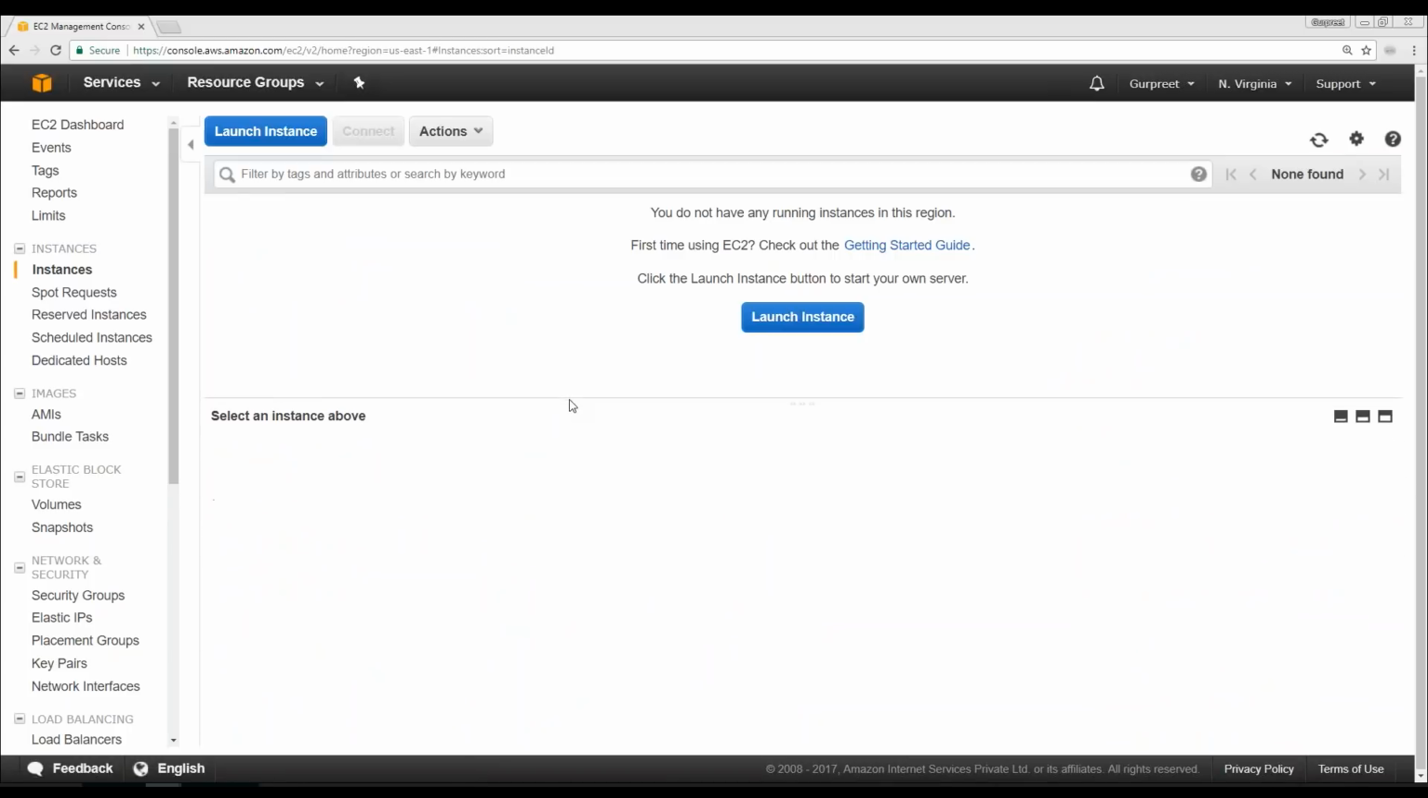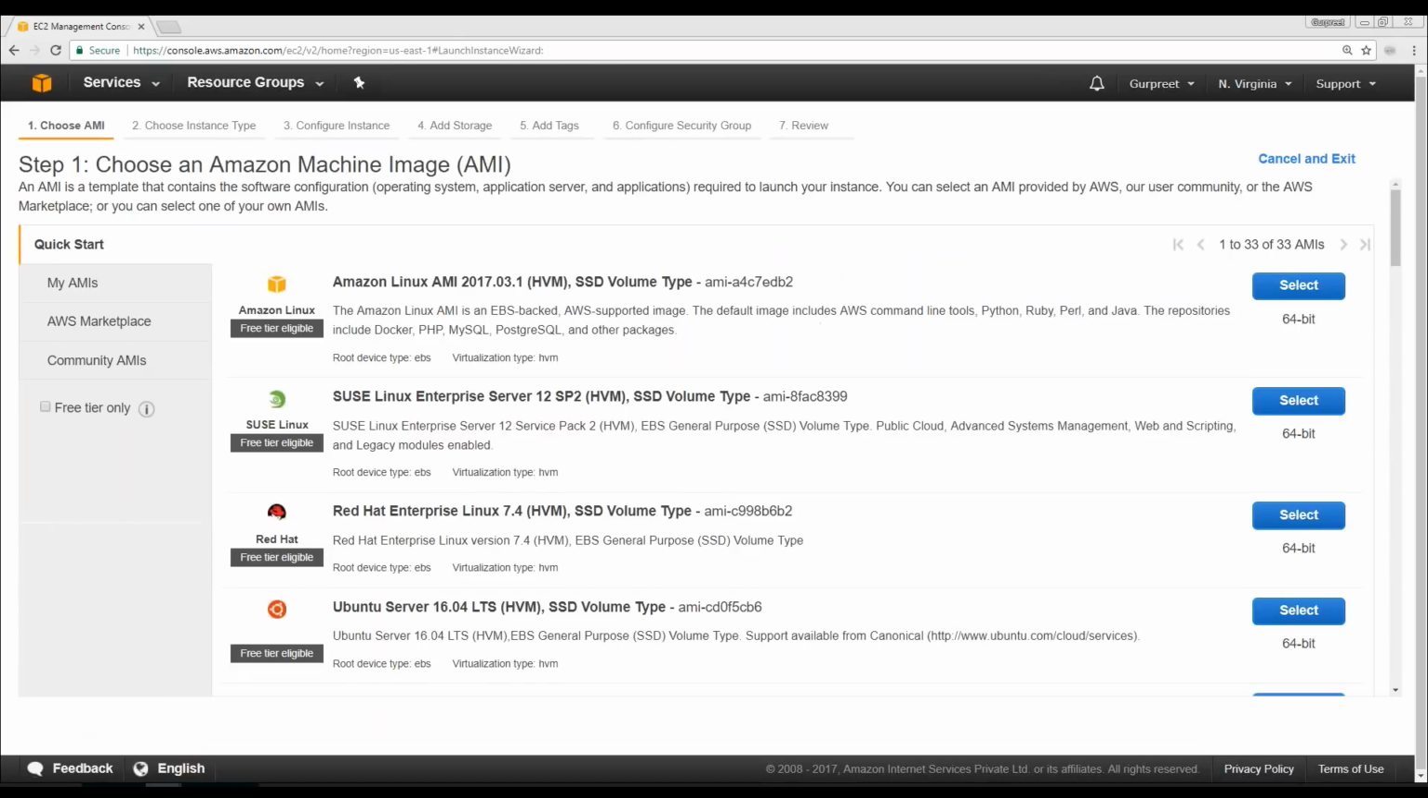Now how can I create a new server here, right? I need to use the launch button, and I need to choose what kind of operating system I want for that server, and how to get started with it.